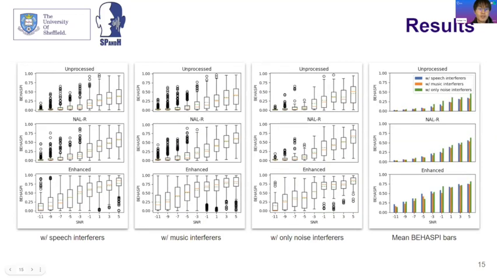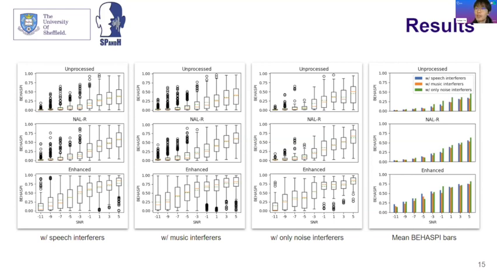And here we also show the HASPI distribution of the scenes with speech interferers, with music interferers, and with only noise interferers. So in most scenes, those with the music interferers are comparatively least intelligible. And for high SNR scenes above 0 dB, it is actually quite clear that those with only noise interferers are much more intelligible, which is actually not that surprising.